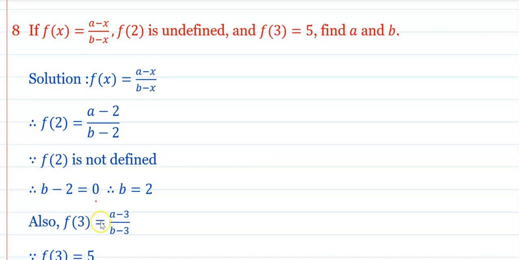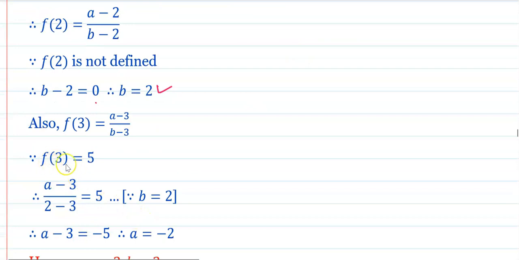As b minus 2 is 0, then b is equal to 2 here. Okay, now next, f of 3, what value did he give us? He gave 5. Therefore we will write here f of 3 is equal to 5. That is, f of 3 is a minus 3 upon 2 minus 3.